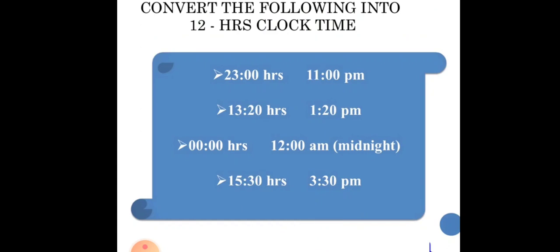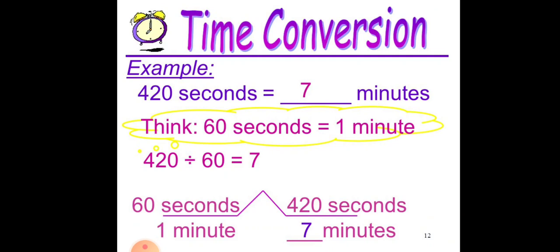So let's move forward. Time conversion. When we say 420 seconds is equal to 7 minutes, that means seconds are converted into minutes. That means 1 minute is equal to 60 seconds. So 1 second is equal to 1 upon 60. That means 420 multiplied by 1 upon 60. So we'll get 7 minutes.